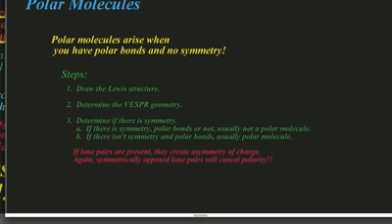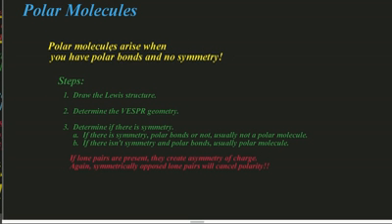All right, so polar molecules. Well, the main thing with polar molecules is that you get polar molecules whenever you have polar bonds and no symmetry. Or you could have lone pairs and no symmetry. Okay? So the steps are going to be to draw the Lewis structures, determine the VSEPR geometry, determine if there's symmetry. If there's symmetry, polar bonds or lone pairs, it's usually not a polar molecule. The symmetry will cancel out all the dipole moments. Whereas if there isn't symmetry in a polar bond, then it's usually a polar molecule.